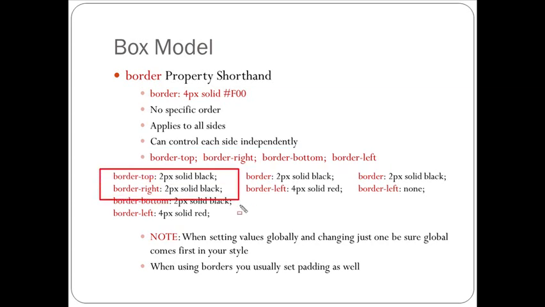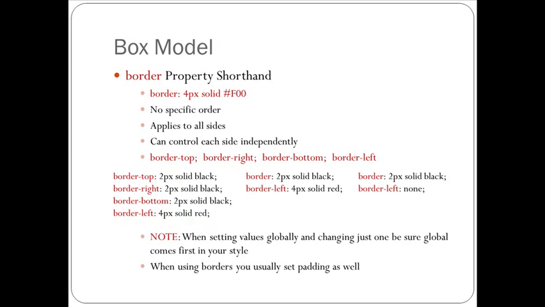In this first example, we would set the border-top to 2 pixels solid black, right 2 pixels solid black, bottom 2 pixels solid black, and then the border-left would be different as it would be 4 pixels solid red. Well, that required us to write 4 different lines.